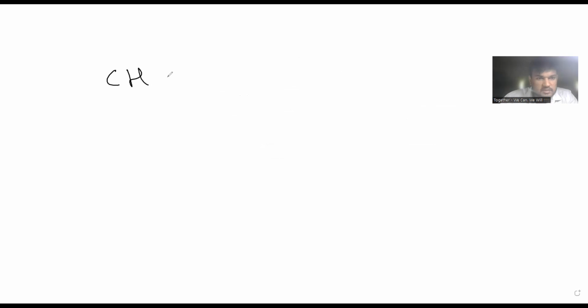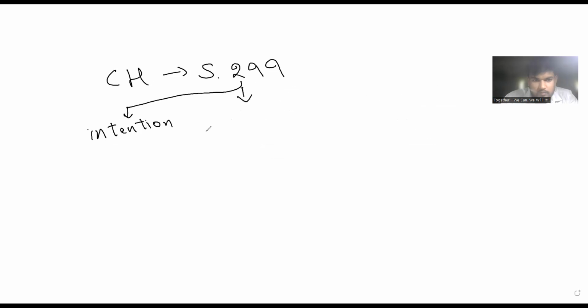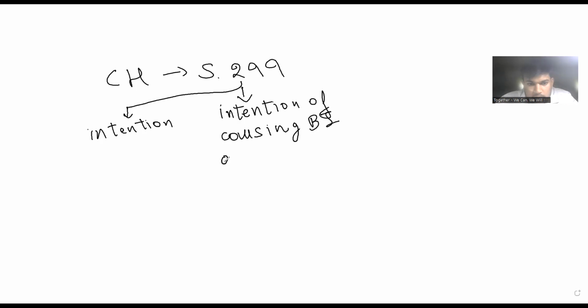So we discussed culpable homicide yesterday, which is defined in section 299 and which says: whoever causes death with the intention of causing death, that is intention, then with the intention of causing bodily injury as is likely to cause death.